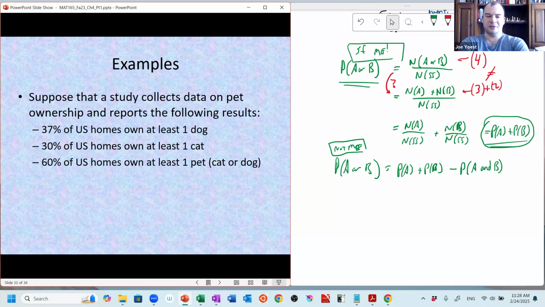So they presented some data from a study on pet ownership, and they said, roughly speaking, that 37% of U.S. homes own at least one dog, 30% of U.S. homes own at least one cat, and 60% of U.S. homes own at least one pet, cat or dog. And you might be looking at this and thinking, wait, 37 plus 30, that's bigger than 60. I think there's something kind of wonky going on with the numbers here.